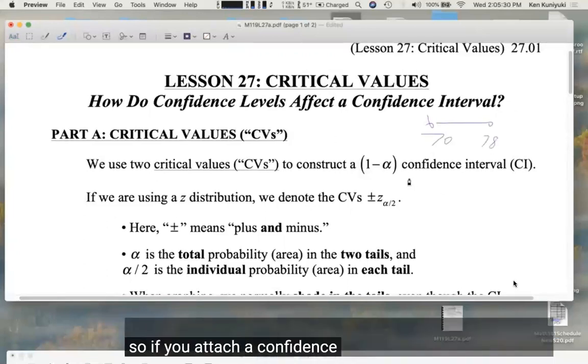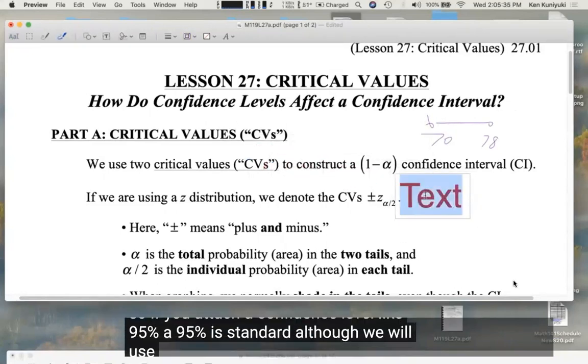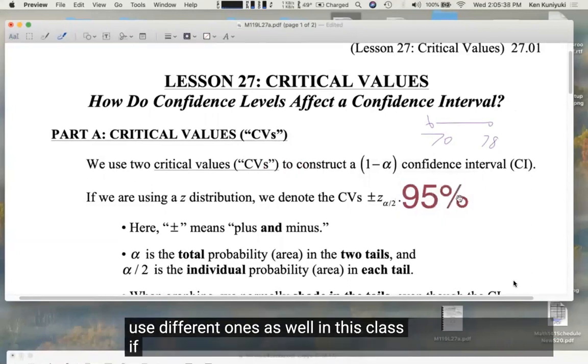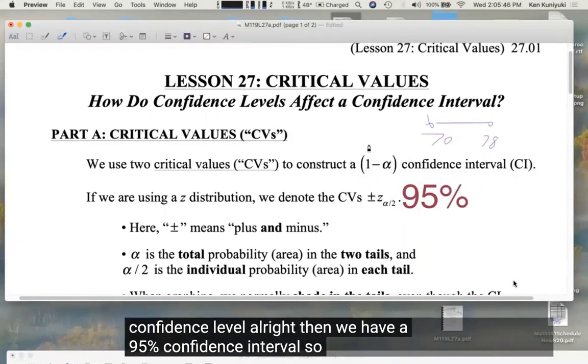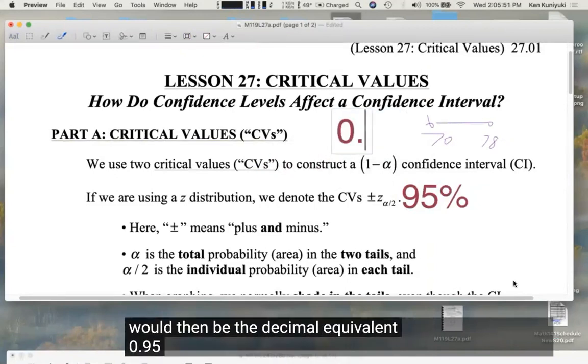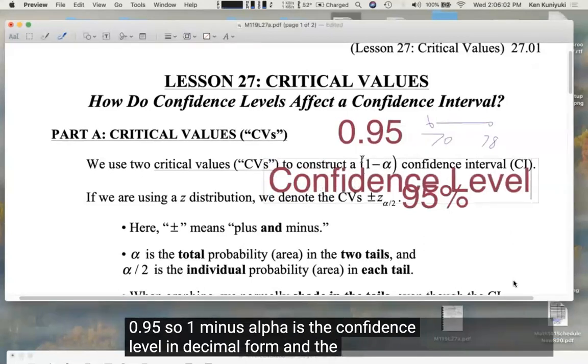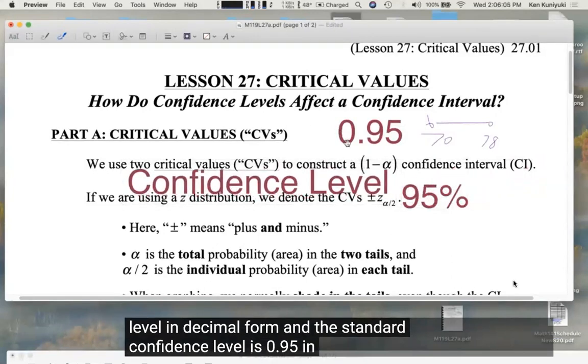So if you attach a confidence level, like 95%, which is standard, although we will use different ones as well in this class, then we have a 95% confidence interval. So 1 minus alpha would then be the decimal equivalent, 0.95. So 1 minus alpha is the confidence level in decimal form. And the standard confidence level is 0.95 in decimal form.